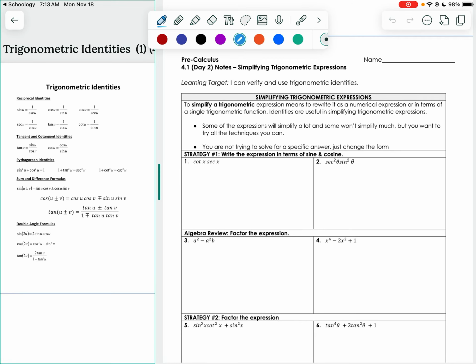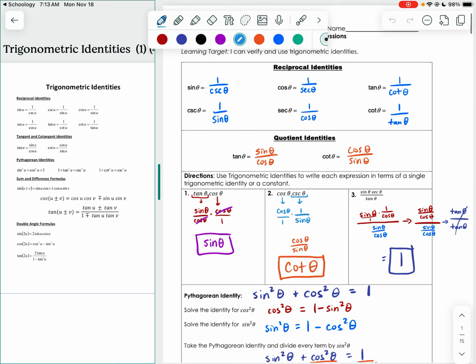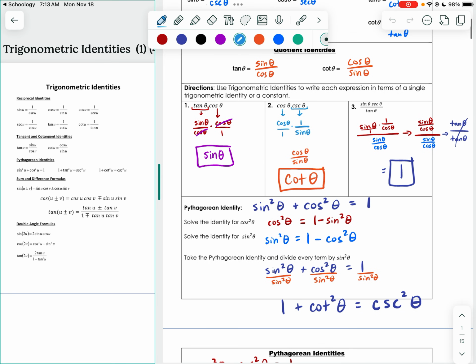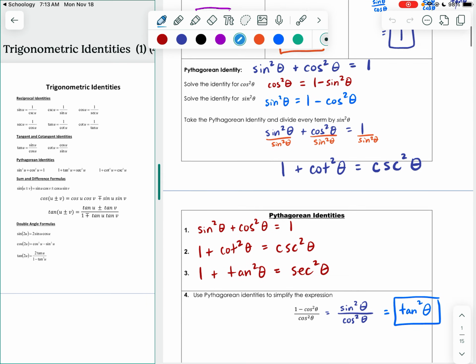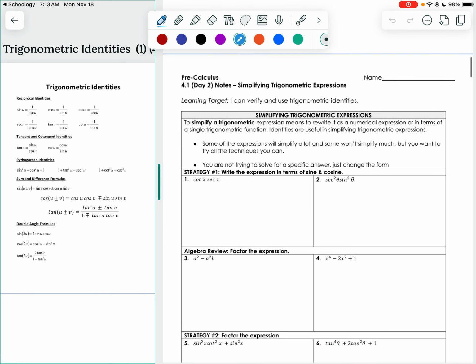All right, guys, we're going to talk more about simplifying today. Okay, so on Friday we talked about your first identities, and we talked mostly about breaking things down into sines and cosines and hoping things cancel out, right, and leaving you with one term. So we're going to talk a couple more strategies today.